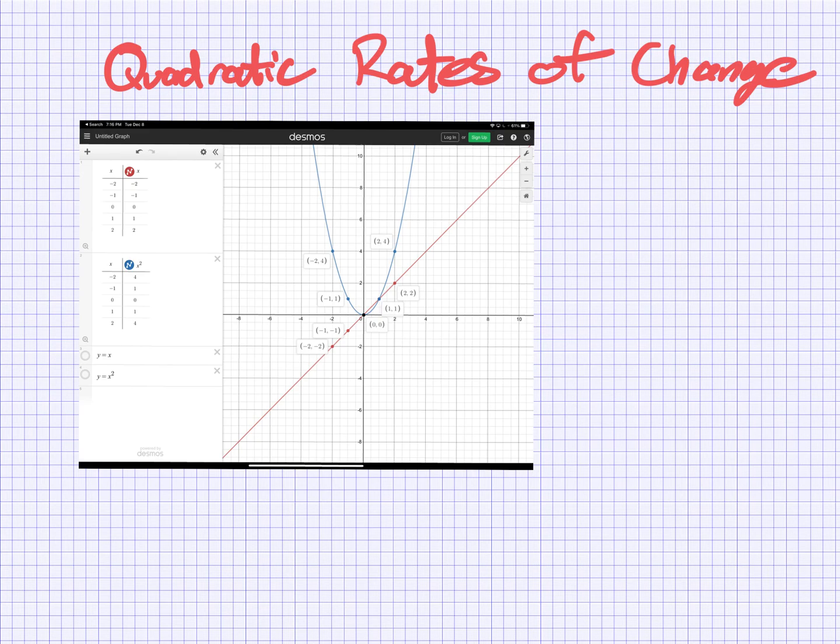Okay, we're going to look at quadratics and rates of change. What we have here is, and it's a bit small on this page, y equals x. This is a linear equation, and y equals x squared. This is actually a quadratic equation, okay? I've condensed it a little so we can do some of our work on the outside.